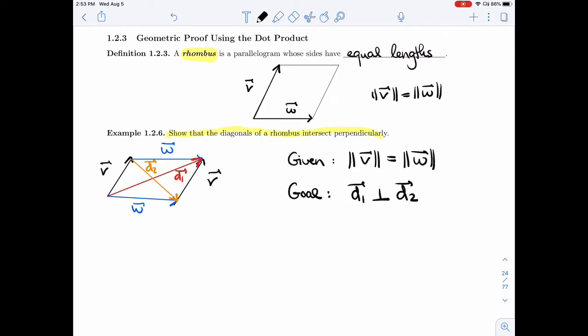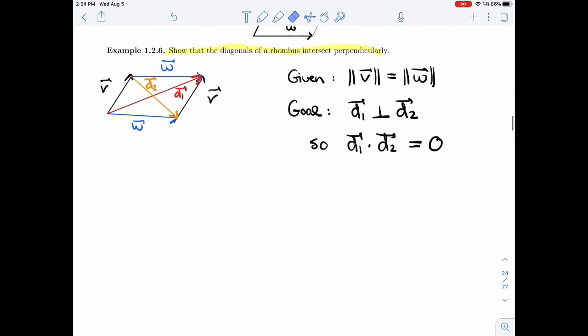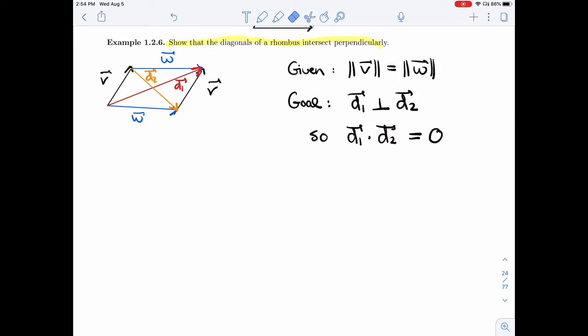Let's translate that right away using dot products. So D1 perpendicular to D2 means that the dot product of D1 and D2, I want to show that this is 0. I like writing this right away because it gives you something to work towards. It gives you something to start with. It gives you D1 dot D2. I need to compute this. So right now I like this. I'm going to work on D1 dot D2.